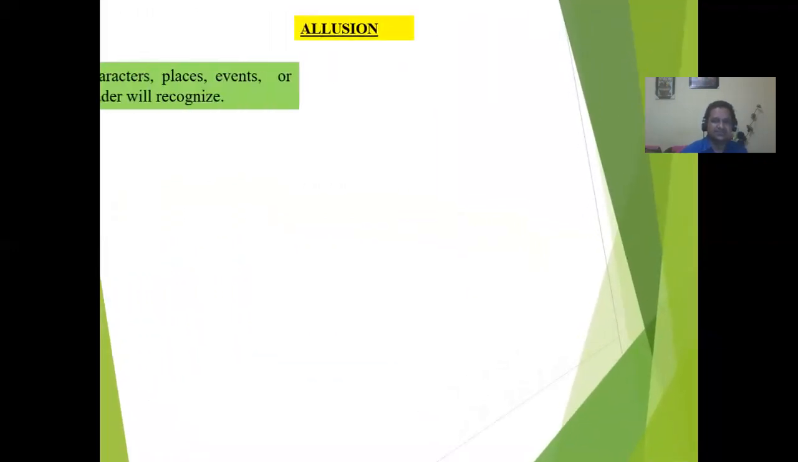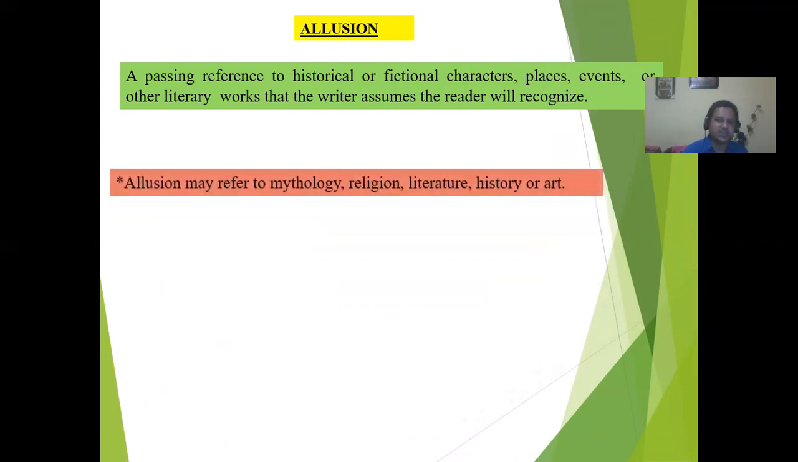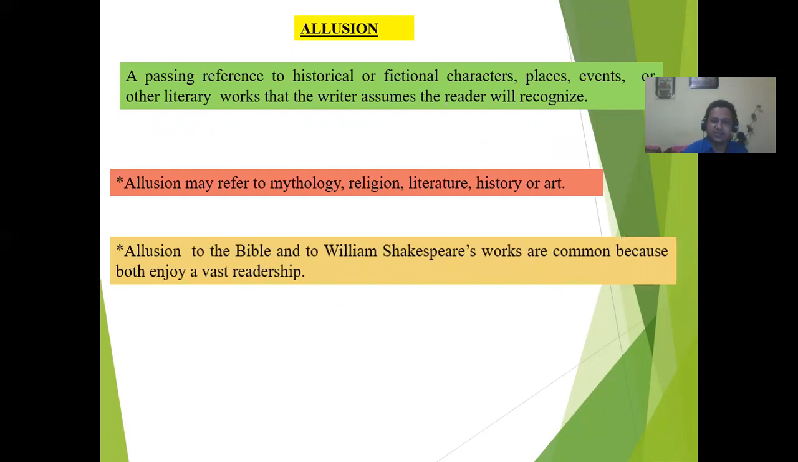Allusion. What is allusion? A passing reference to historical or fictional characters, places, events, or other literary works that the writer assumes the reader will recognize. Allusion may refer to mythology, religion, literature, history, or art. Allusions to the Bible and to William Shakespeare's works are common because both enjoy a vast readership.